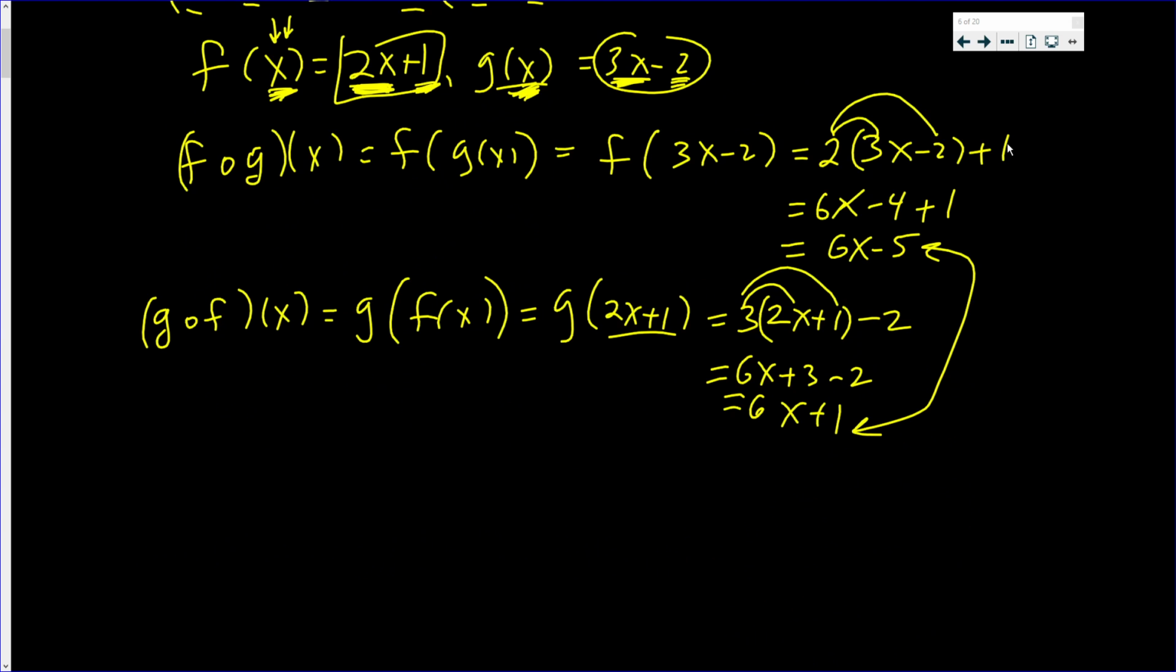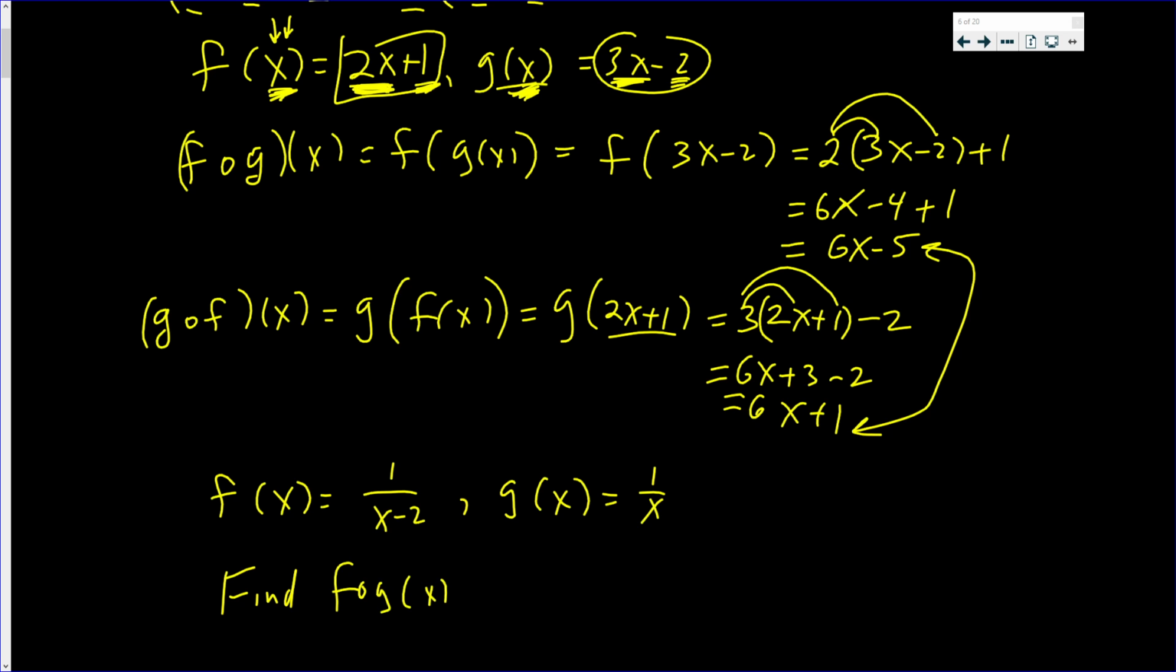Let us try another one. Suppose I tell you that f of x is equal to 1 over x minus 2, and g of x is 1 over x. And you're being asked to find the fog of x, the gof of x, and f circle f of x.